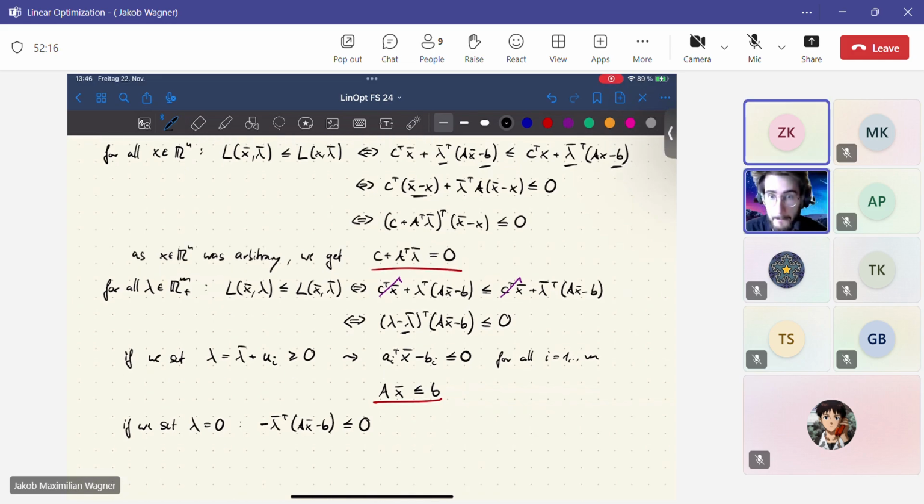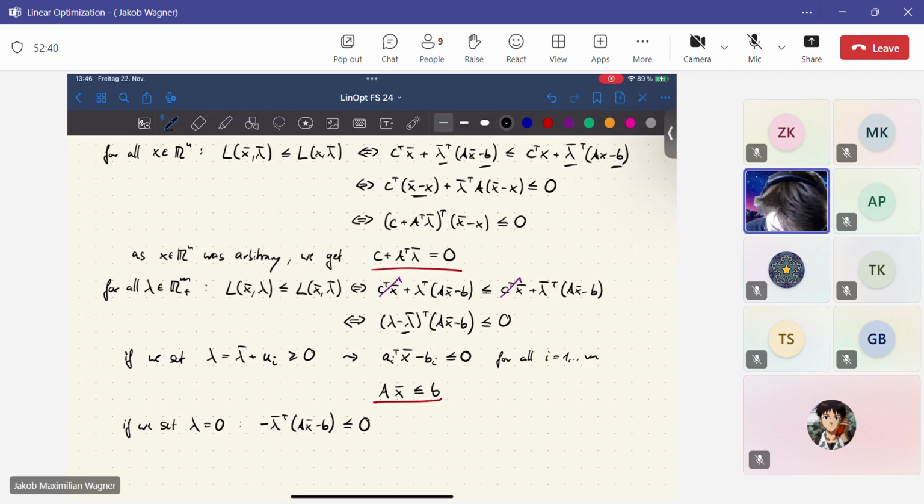Here, I have a question. Here, are we now constructing the KKT conditions, right? Yes. And from there, we can conclude after that x bar is a solution of the linear optimization problem, right? Yes, exactly. Thank you.